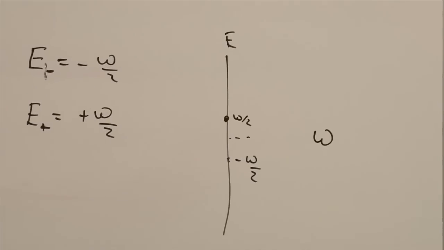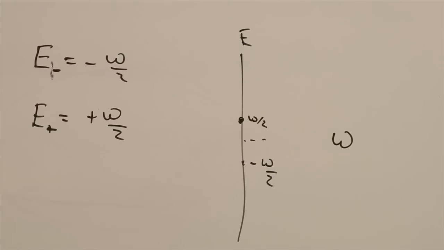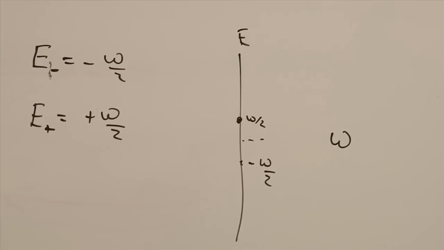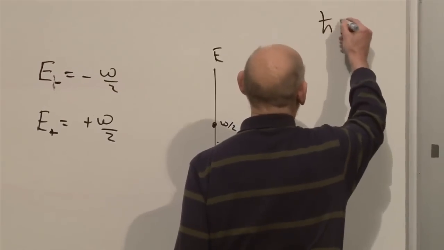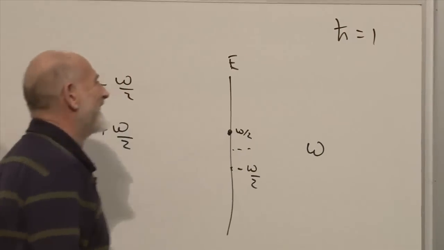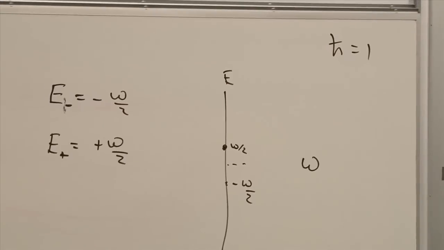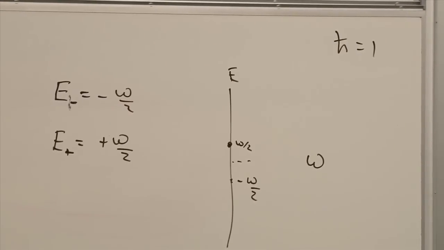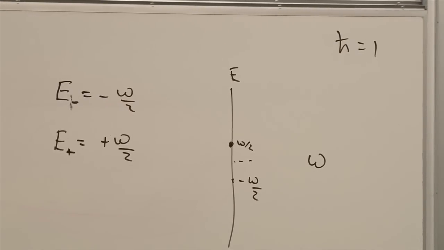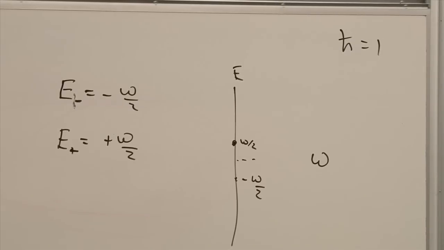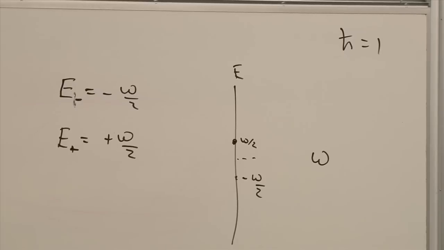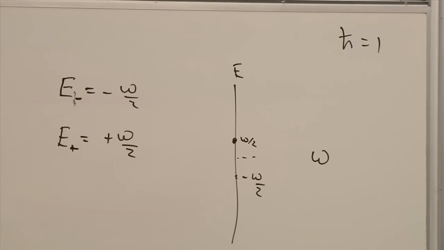Sorry, not just energy, it will have a frequency, but more important, it will have energy of omega. There's an h-bar missing. I've been setting h-bar equal to 1. It's really h-bar omega, but I'll continue to set h-bar equal to 1 because we're all grown-ups and we're not afraid of setting h-bar equal to 1, right?